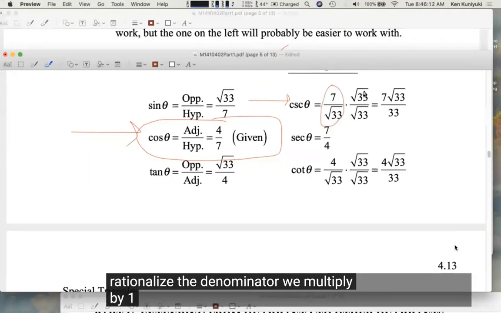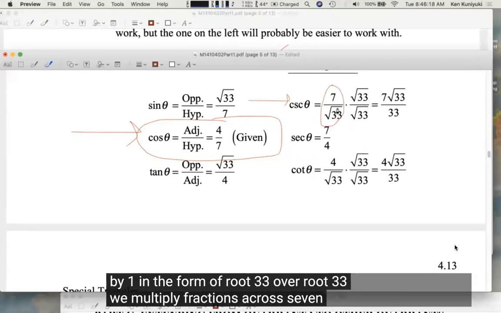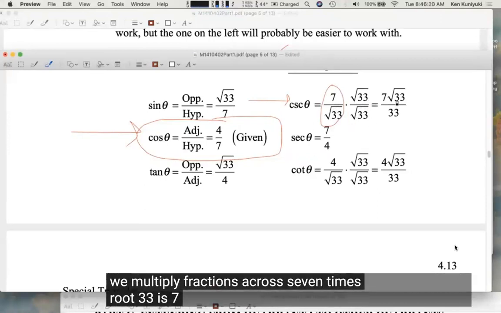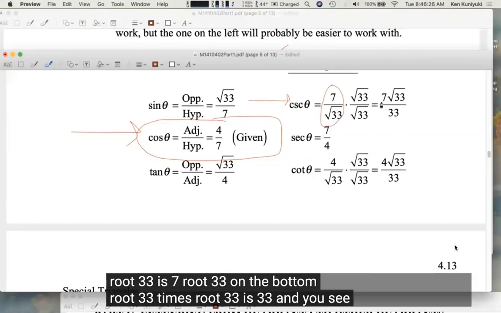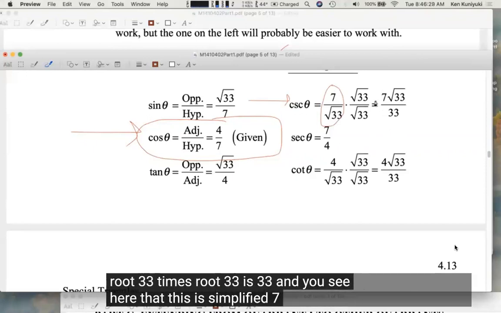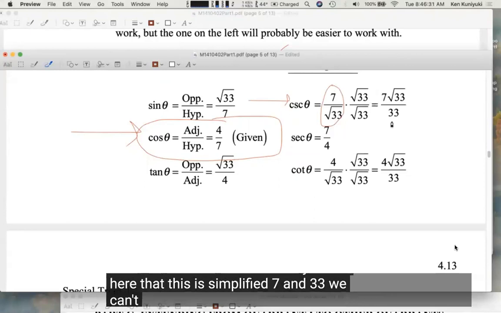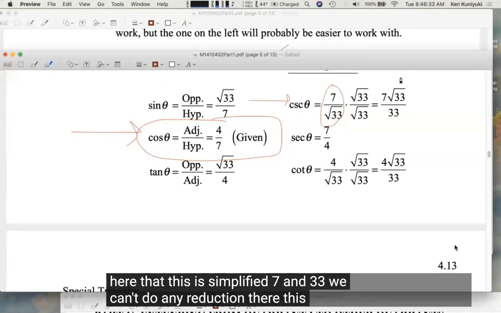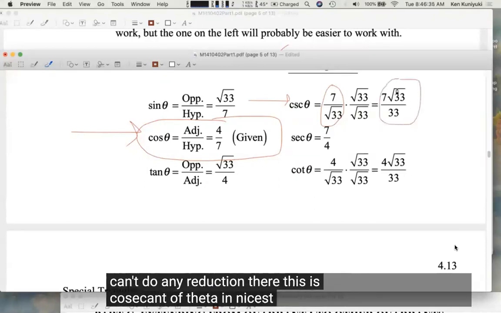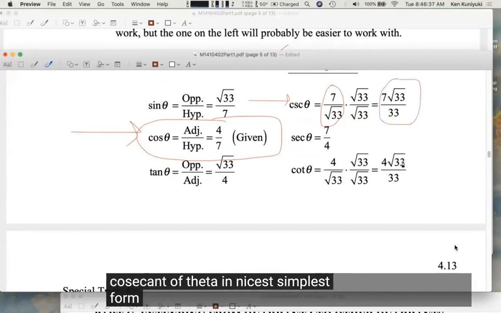We multiply by 1 in the form of root 33 over root 33. We multiply fractions across. 7 times root 33 is 7 root 33. On the bottom, root 33 times root 33 is 33. And you see here that this is simplified. 7 and 33, we can't do any reduction there. This is cosecant of theta in nicest, simplest form.